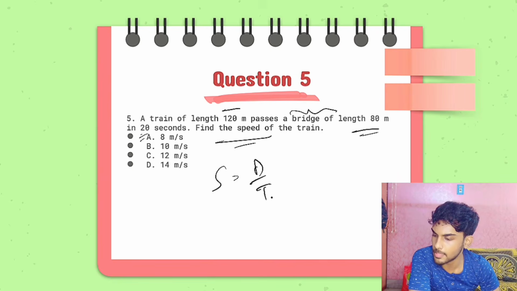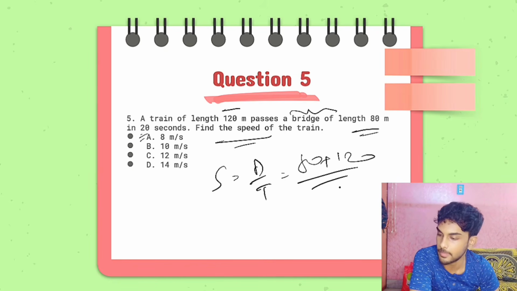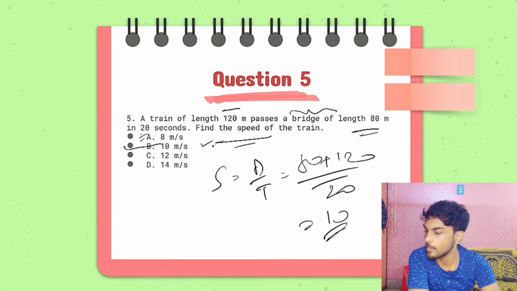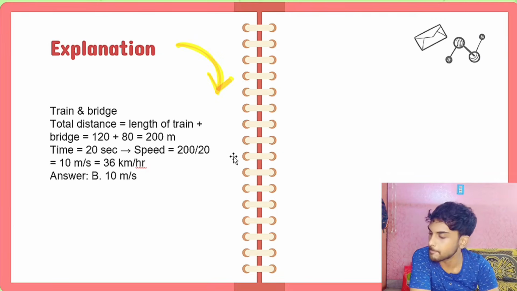Speed equals distance by time. Distance here is 80 plus 120, we need to add it up, by 20, so the answer becomes 10. Very straightforward. Option B is the answer. Option B, 10. Once again, here is the solution. You can see it. Understand? Let's go to the next one.